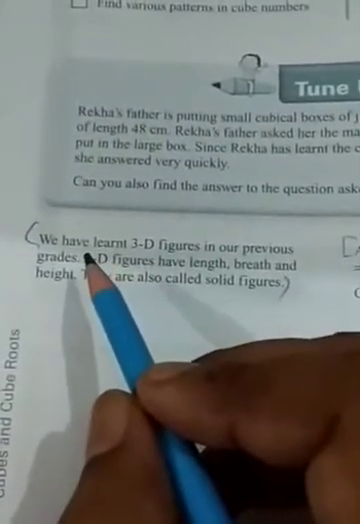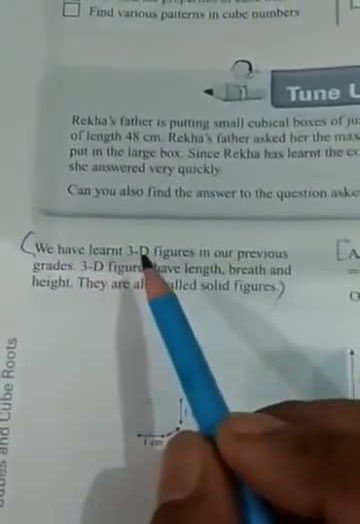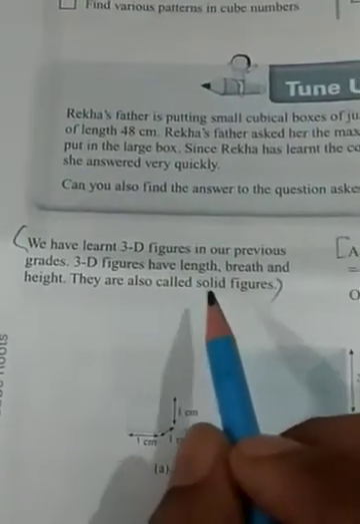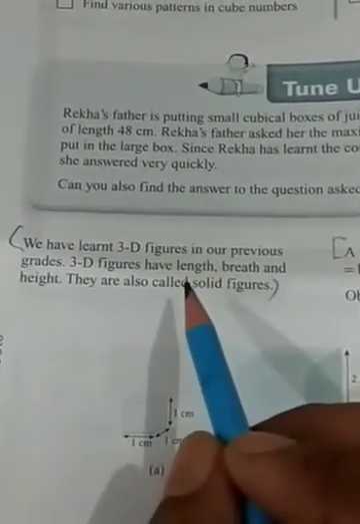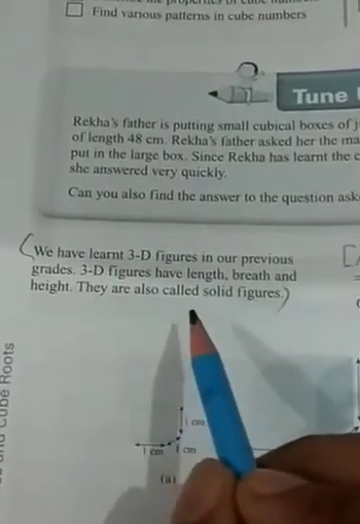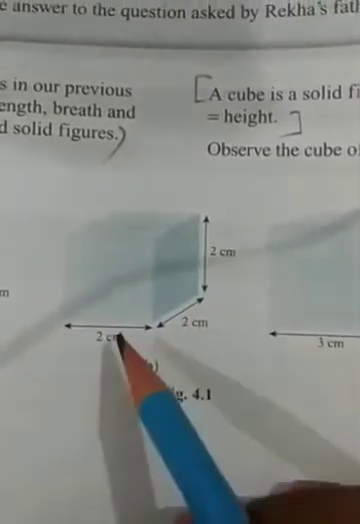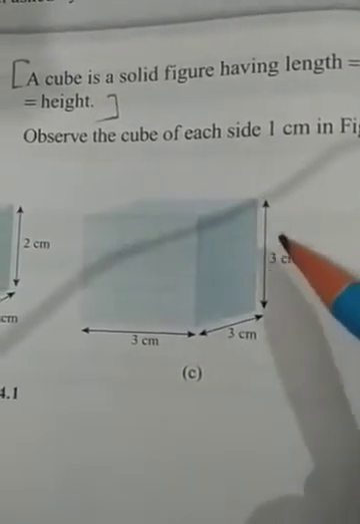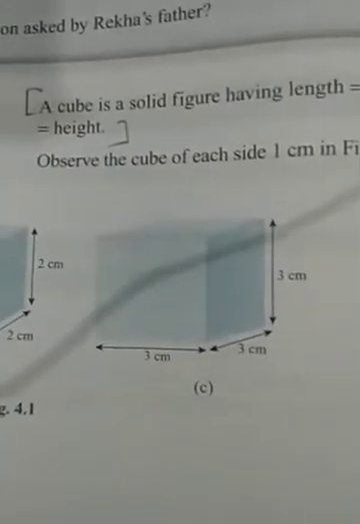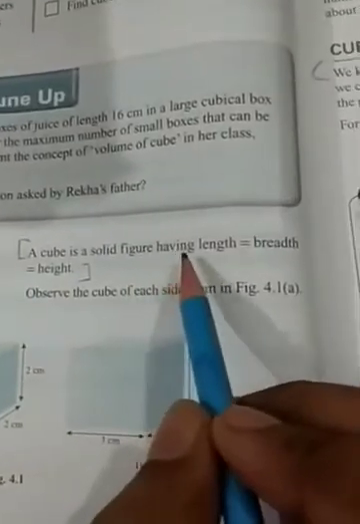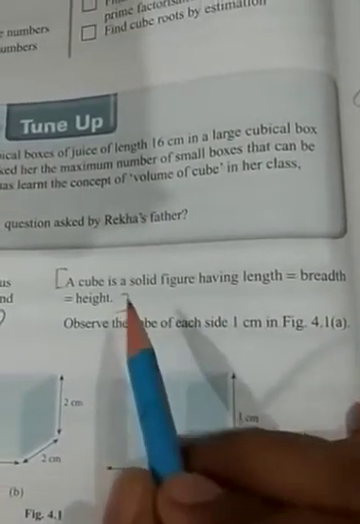If you talk about a 3D figure, what are 3D figures? Those 3D figures have length, breadth and height, and they are also called solid figures. Like this is a 3D figure in which length, breadth and height are there, and again you can see length, breadth and height, and all are the same. You can see the length, breadth and height are all 3 centimeter. So this type of solid figure is called a cube. So a cube is a solid figure having length equal to breadth equal to height.